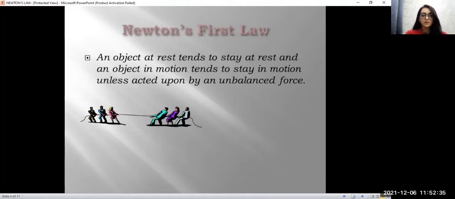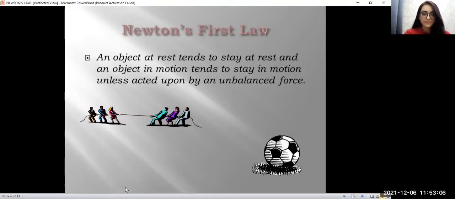So, look at the photo. Two teams are playing tug of war. They are both exerting equal force on the rope in opposite directions. This balanced force results in no change in motion. Look at the second photo. A soccer ball is sitting at rest. It takes an unbalanced force, the force of a kick, to change its motion. This is an example from real life.